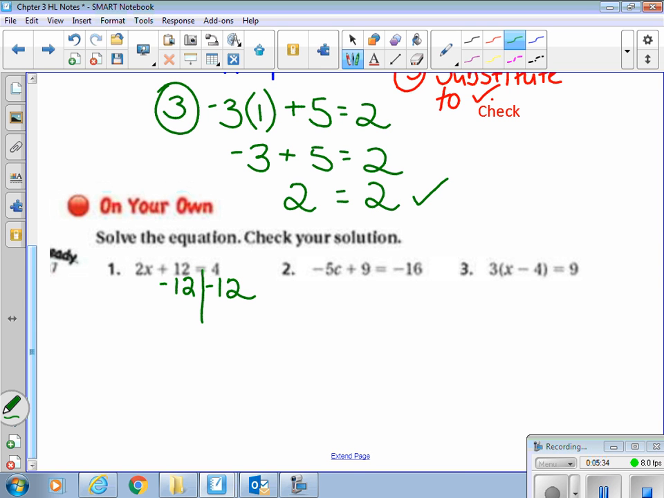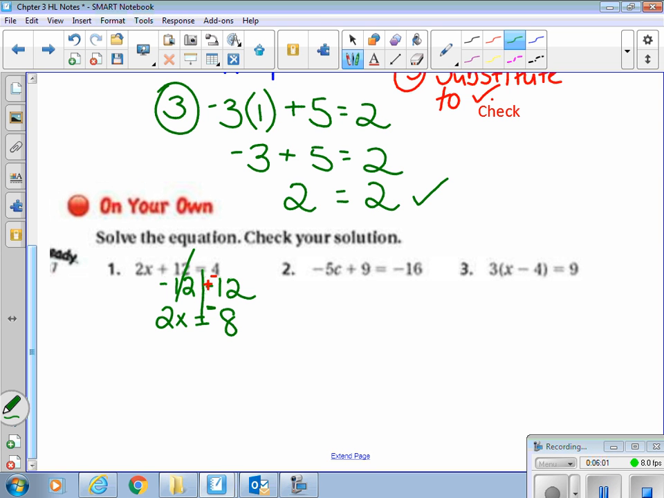12 minus 12 cancels out to 0, leaving me with just the 2x still over here. 4 minus 12 on the other side. Again, if you want to think about those integer rules, you have keep, change, opposite. You're looking at 4 plus a negative 12. Your signs are different, therefore you find the difference, which would be 8. Take the sign of the higher absolute value, which would be that negative 12, so you end up with a negative 8 on that side.